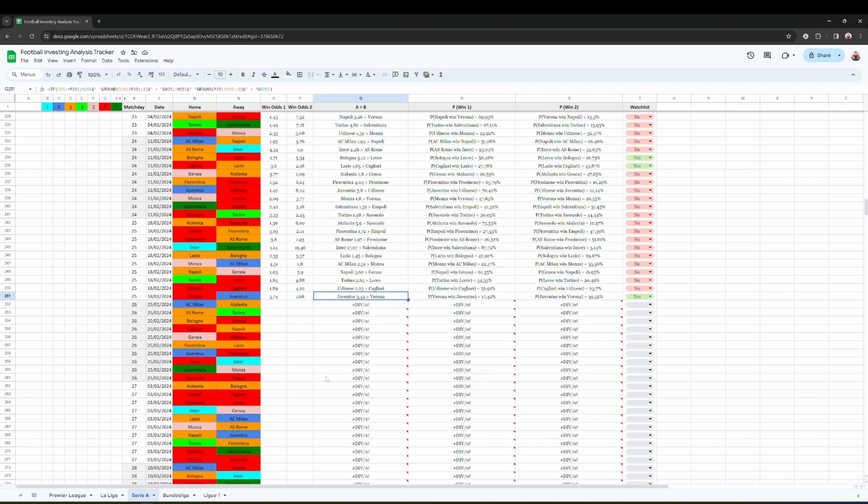Juventus Verona, I think I'll give it a go. If it's 1.7, then I think I'll give it a go. If it's more, then I will definitely do.